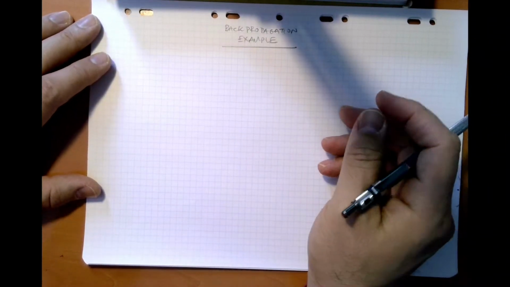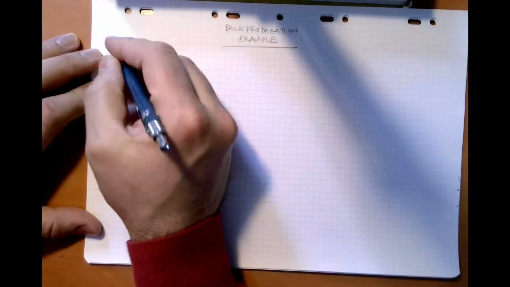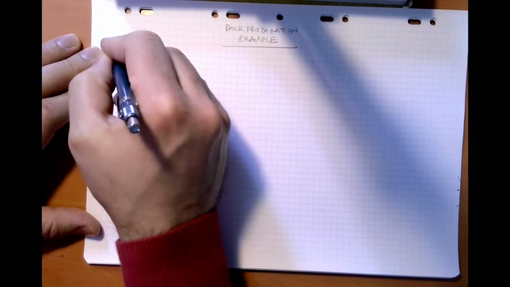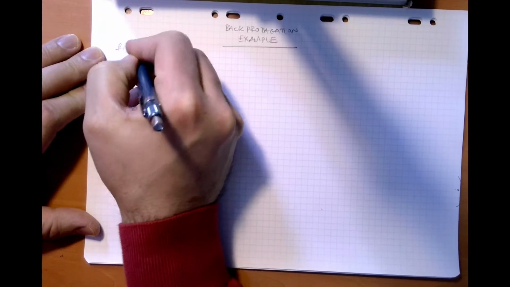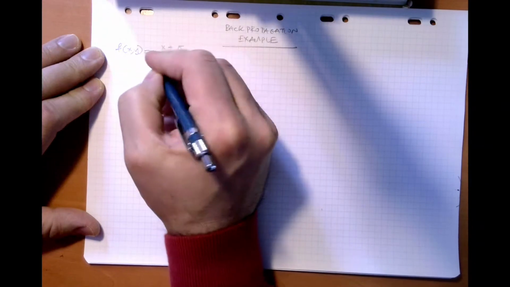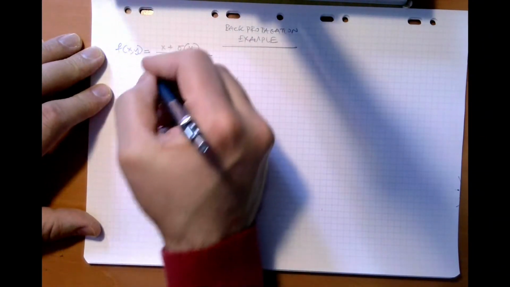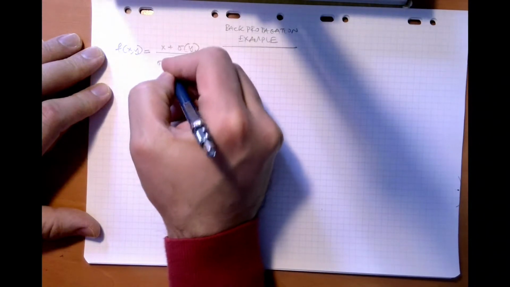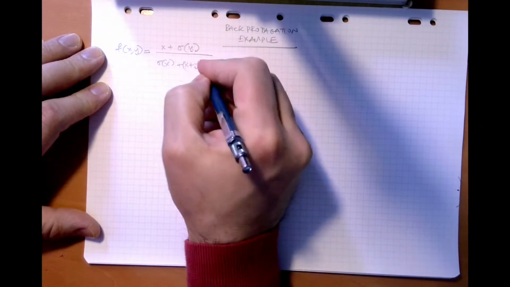So this is a backpropagation example of a simple function. This function has two variables and is given by f of x comma y is equal to x plus sigma of y, where sigma is the sigmoid function, divided by sigma of x plus y squared.